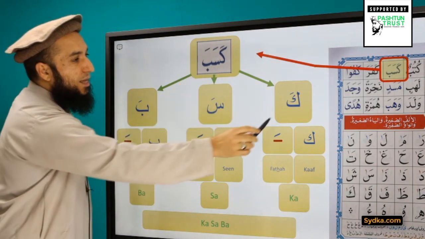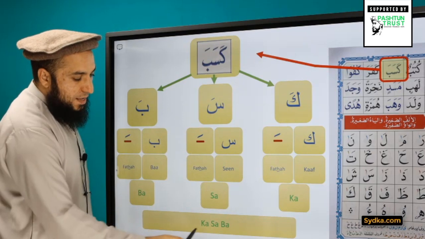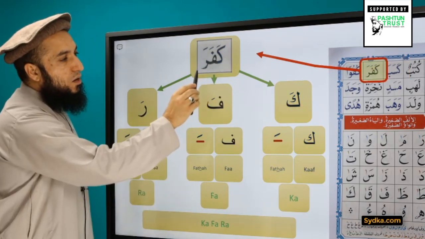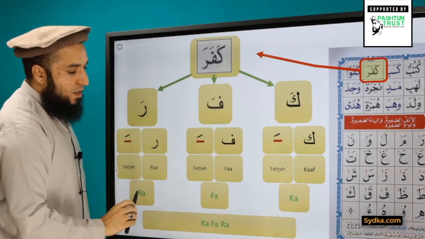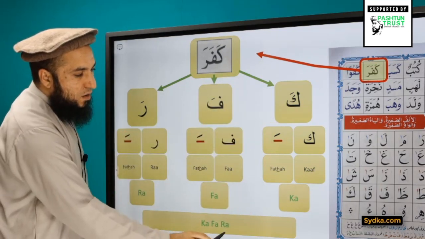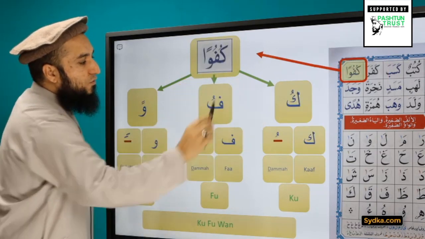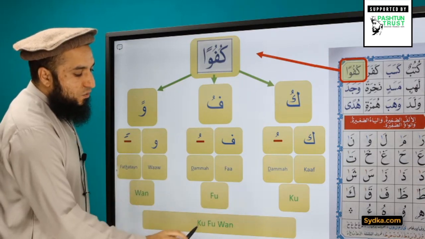Kasaba, kasaba. Kafara, kafara. Kufuwan, kufuwan.